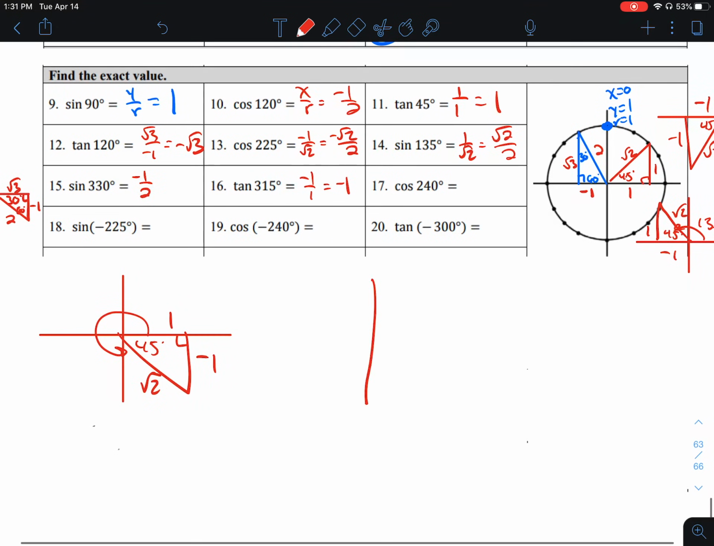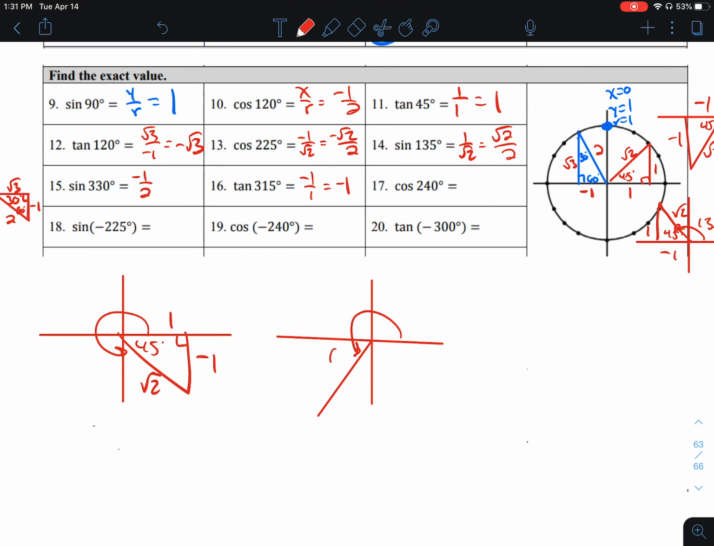Cosine of 240. 240 is going to fall into quadrant 3, leaving a reference angle of 60. 30, 60, 90. Opposite 30 is going to be negative 1 because we went left. Opposite 60 is negative square root of 3. We went down. The radius is 2. Cosine of 240 degrees, that's x over r. That's negative 1 over 2.